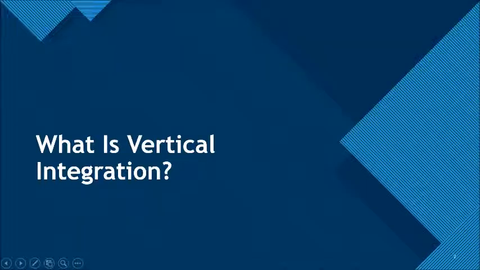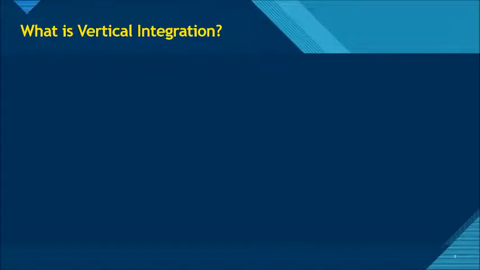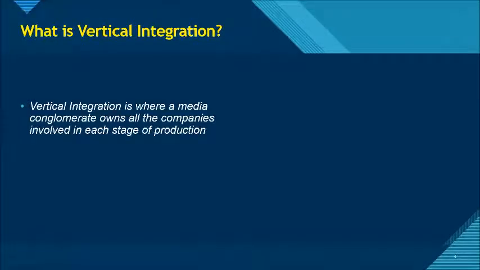So in this video we're going to talk about vertical integration. What is vertical integration? Well, vertical integration is where a media conglomerate owns all the companies that are involved in each stage of the production of a particular media text. Now, usually when we talk about the production of media text, there's three stages that we mean.